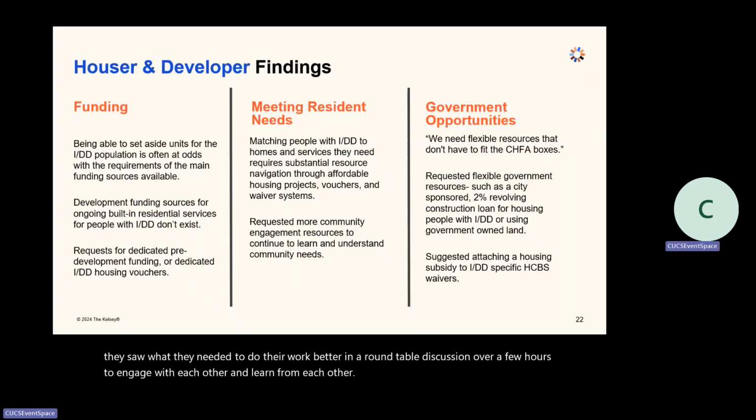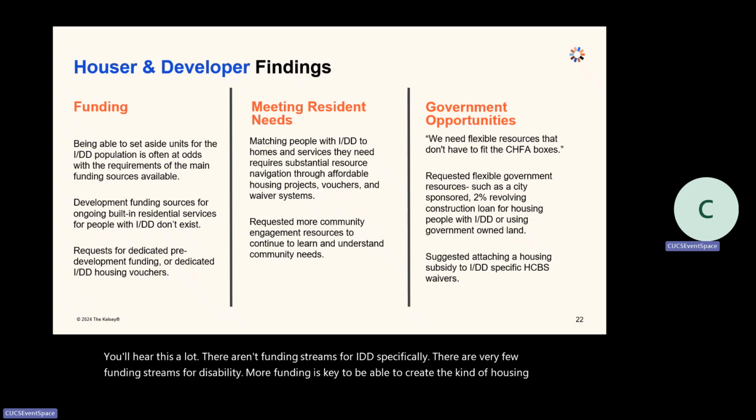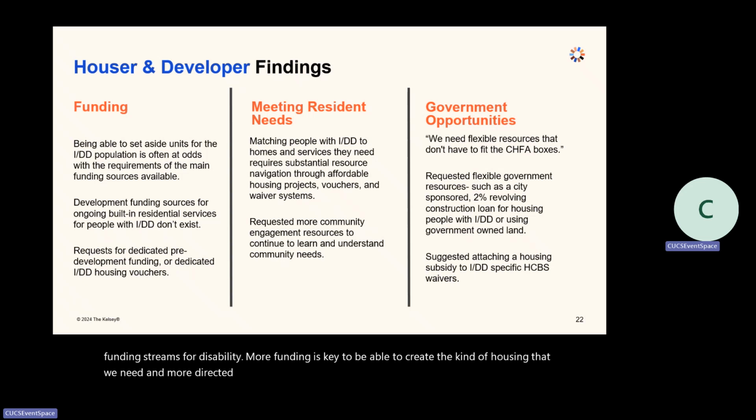The top findings here, number one was funding. You'll hear this a lot. There aren't funding streams for IDD specifically. There are very few funding streams for disability. More funding is key to be able to create the kind of housing that we need, and more directed funding so that we're not competing for all the other fundings with all the other developers out there.